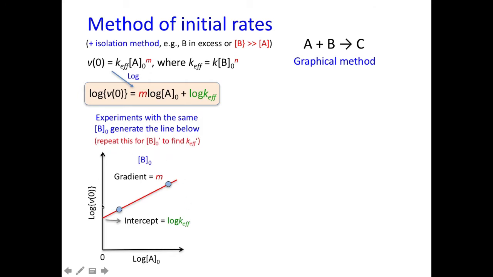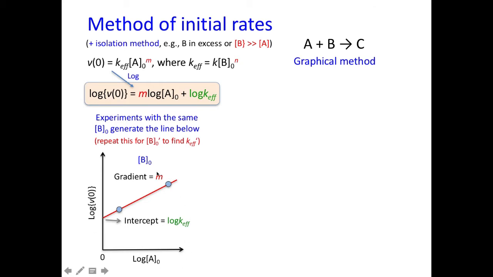Now we make the same plot again for a different initial concentration of B. So we just change, but still in large excess. So we change the initial concentration of B. We use another value of it. It's still in large excess, so it's still constant. And we get 2 points where we are just changing the initial concentration of A for different points. And we make this plot again.